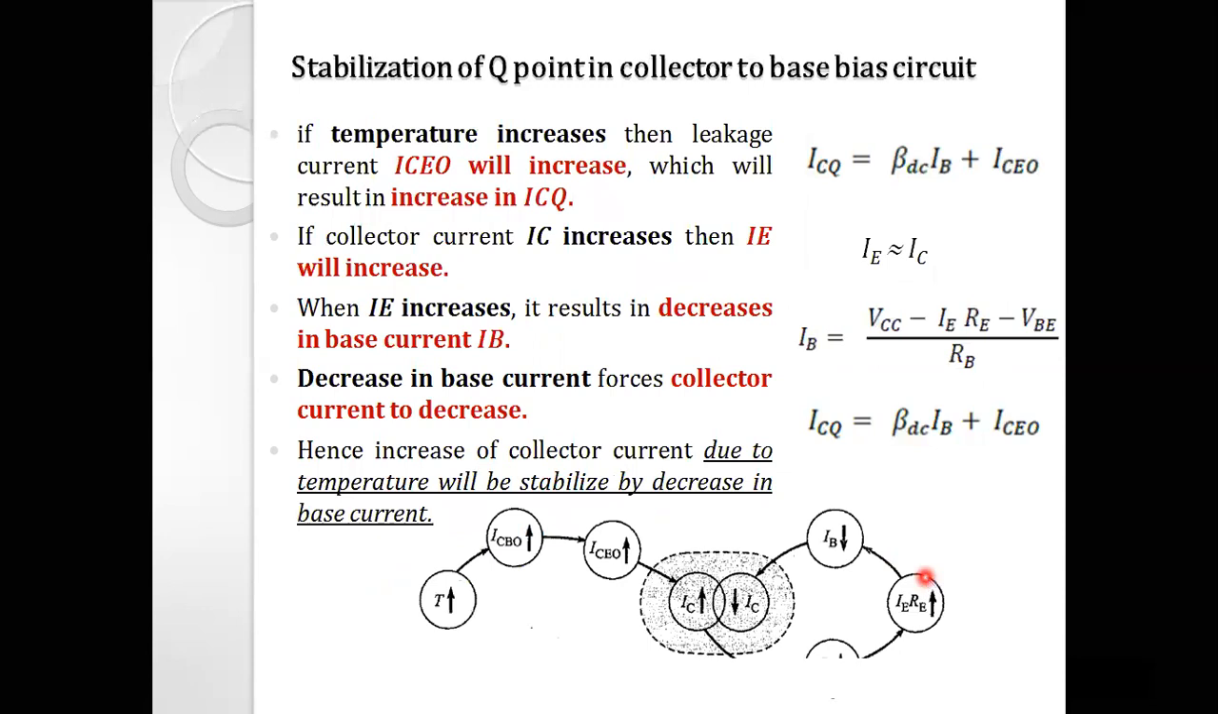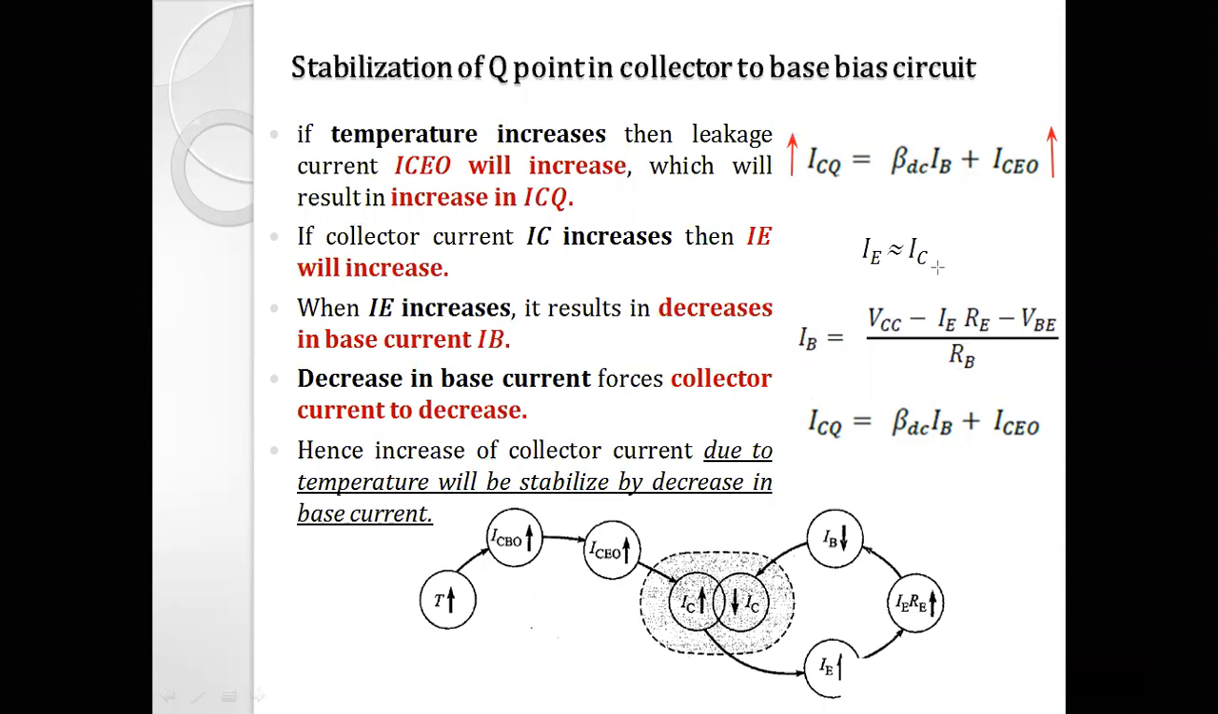Once again, let us analyze the stability of the operating point with respect to temperature as well as the change in the beta value. First we will analyze the stability of the operating point with respect to temperature, and in the next slide we'll analyze the stability with respect to beta. So what happens if temperature increases? If temperature increases, then the leakage current ICEO will increase, same as the previous case. So as ICEO increases, obviously IC increases, right? Because they are in a direct relationship.